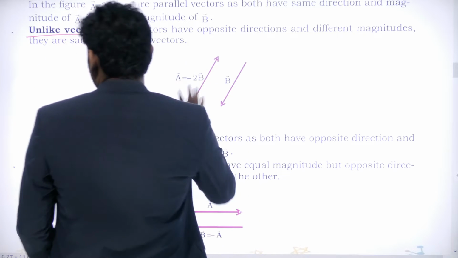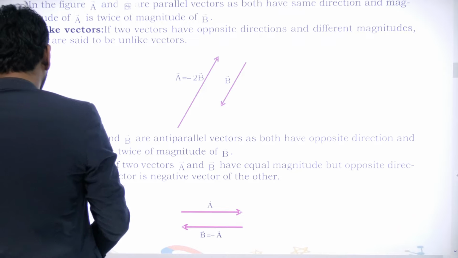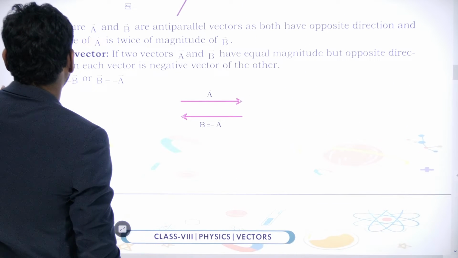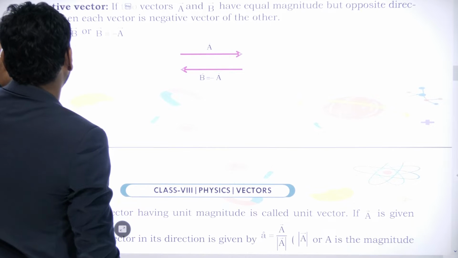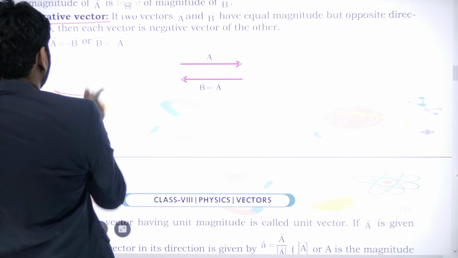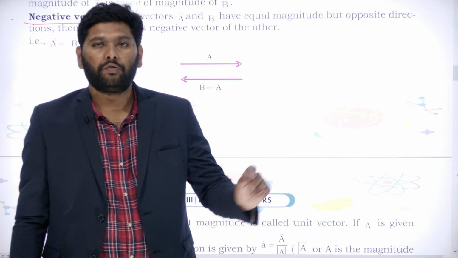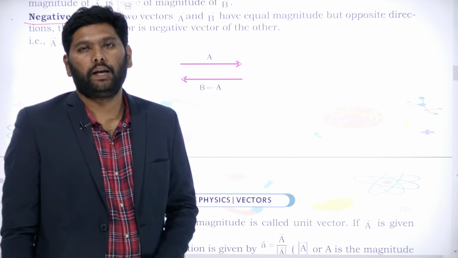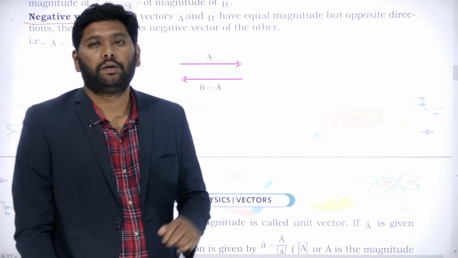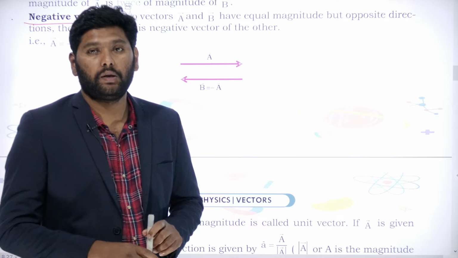One more important vector form is, look here, the negative vector. So one more important type of vector is what? Negative vector. What is this negative vector? A negative vector means a vector acting in the opposite direction with the same magnitude. Vector acting in the opposite direction with the same magnitude.